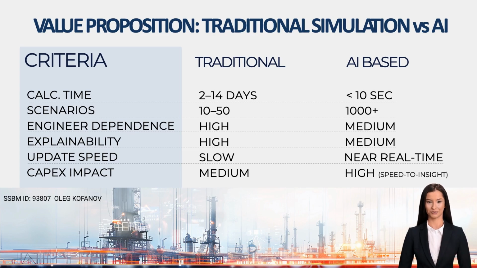Next, explainability. While traditional models are more interpretable due to their physics-based nature, AI approaches are improving and now offer medium levels of transparency. Update speed is another key differentiator. AI allows near real-time updates, whereas traditional methods are often slow and manually intensive. Finally, CapEx impact. AI delivers a high return on capital efficiency by dramatically accelerating speed to insight, which directly supports more agile investment decisions.